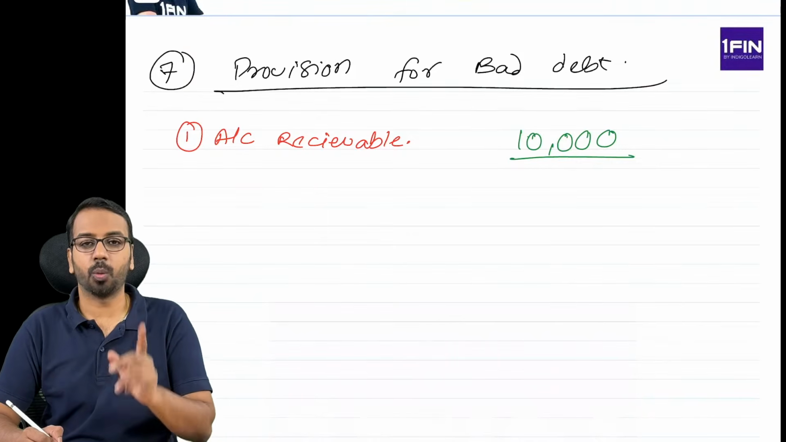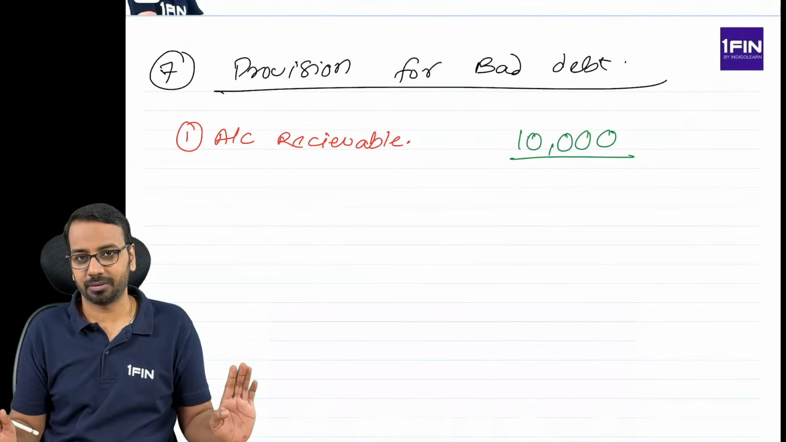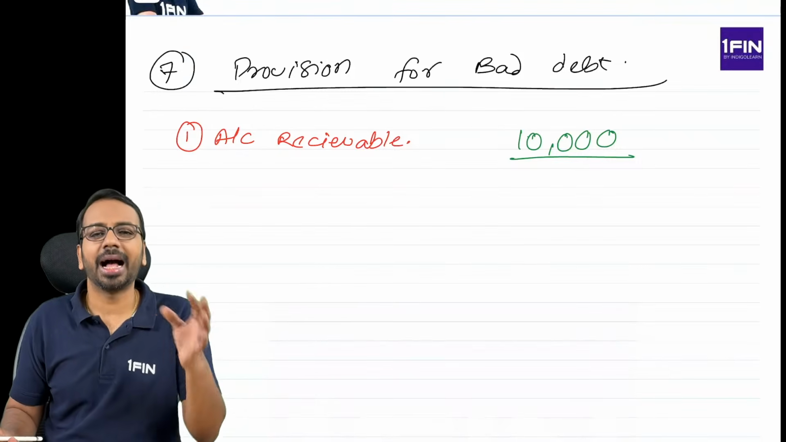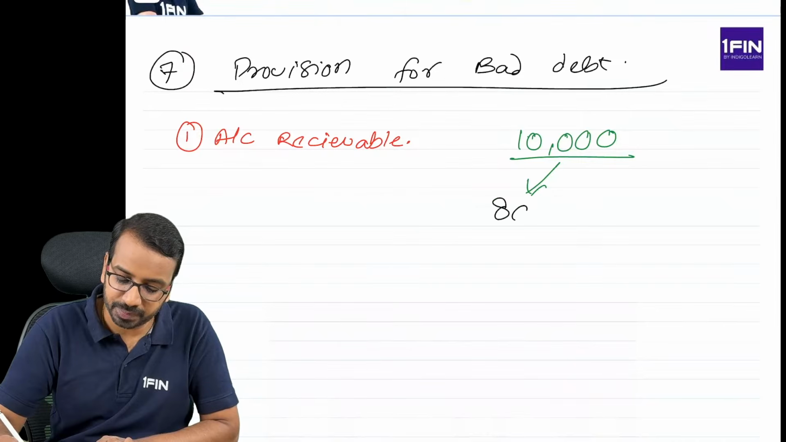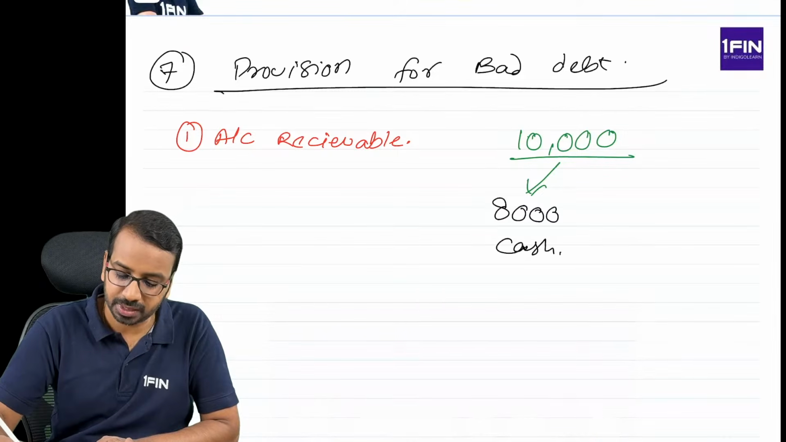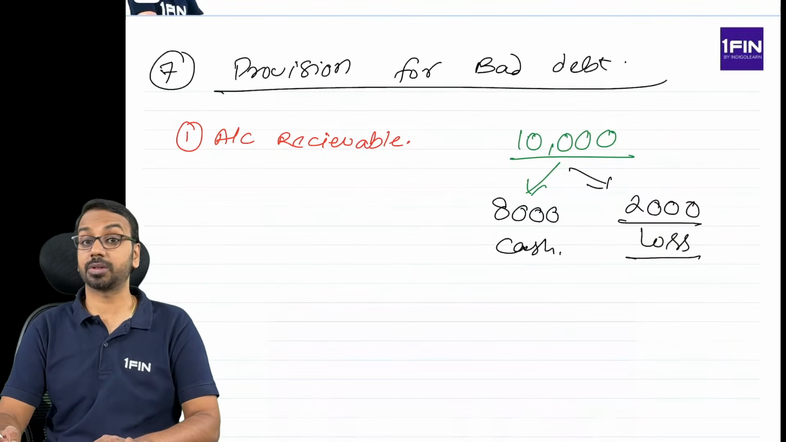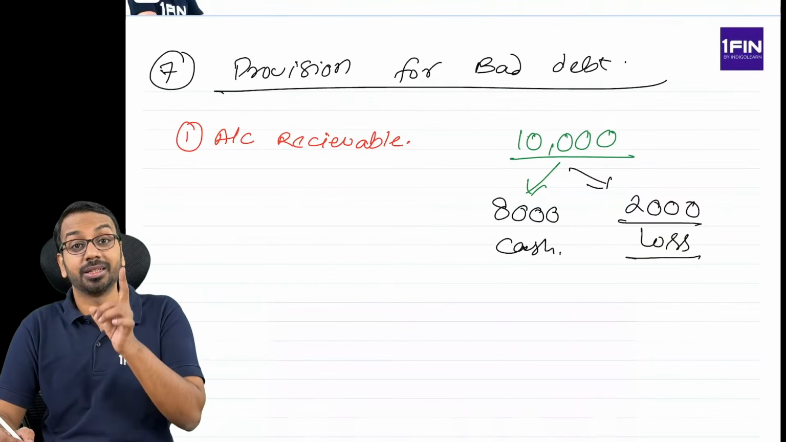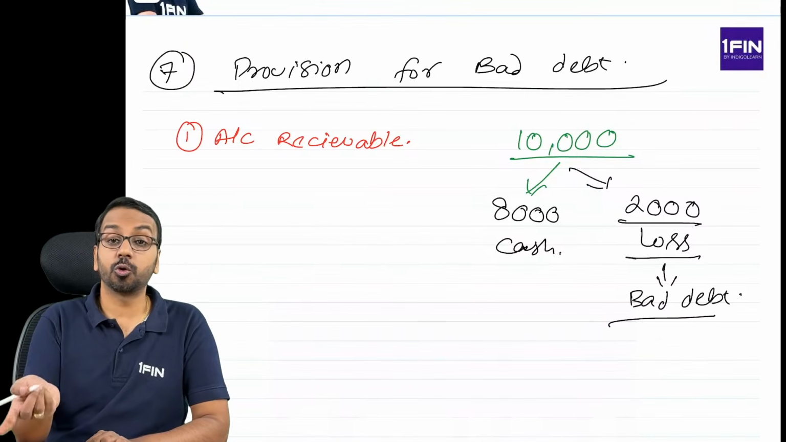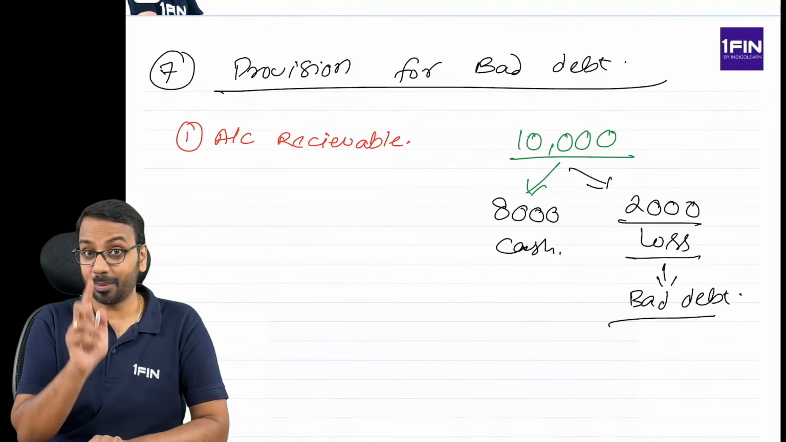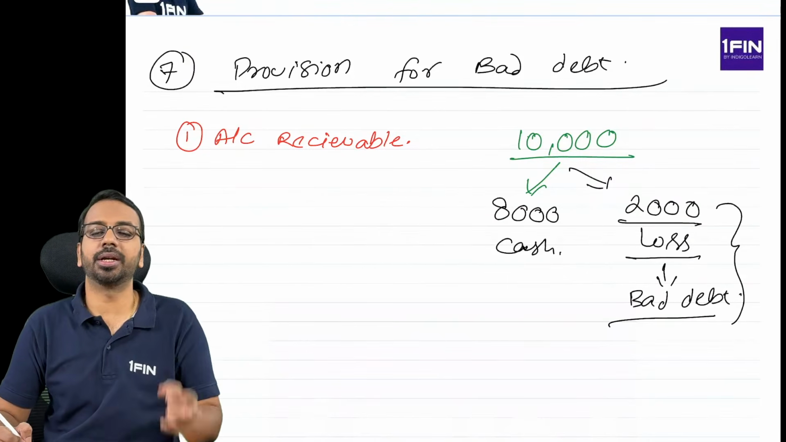Now there are 2 possibilities. One, the customer has defaulted and said that, see, I can pay you only 8,000. I don't have any more money to pay. Which means out of this 10,000, they will pay me 8,000 in cash or bank. What about this balance 2,000? This balance 2,000 is my loss. And this loss is called bad debt. When the debtor does not pay me that amount, that is called bad debt.